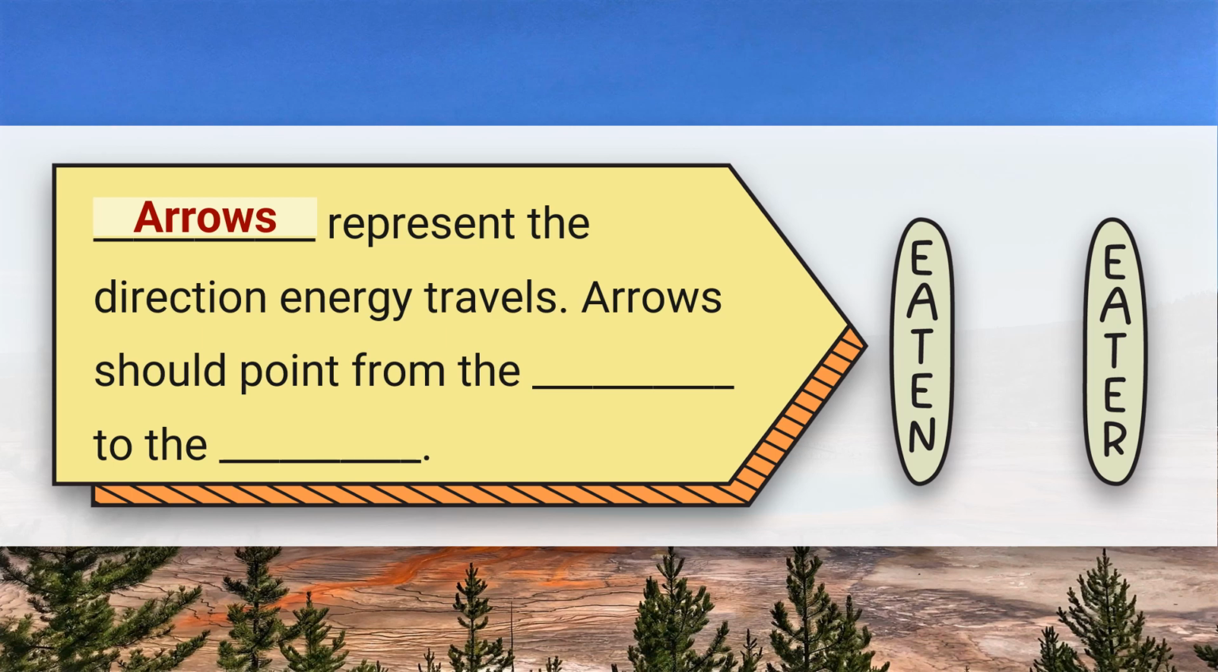Now, arrows in these types of diagrams represent the direction that energy travels. Arrows should point from the eaten to the eater. So in other words, if you see a diagram of a food chain or a food web, the arrows show from the eaten to the eater.